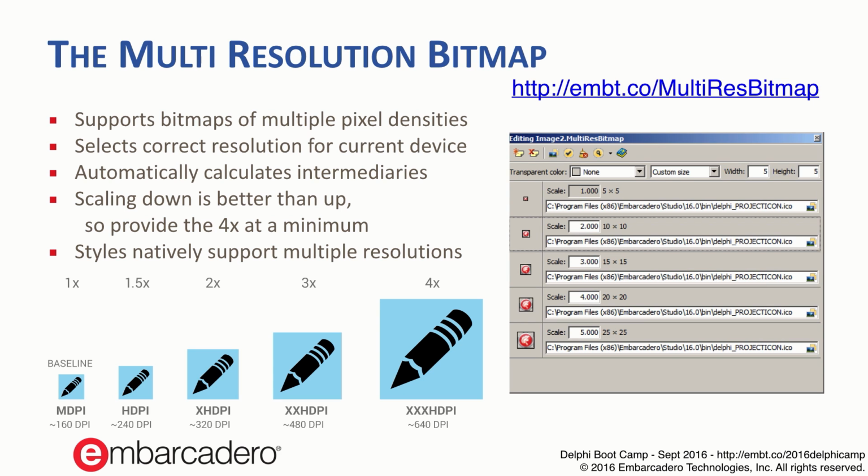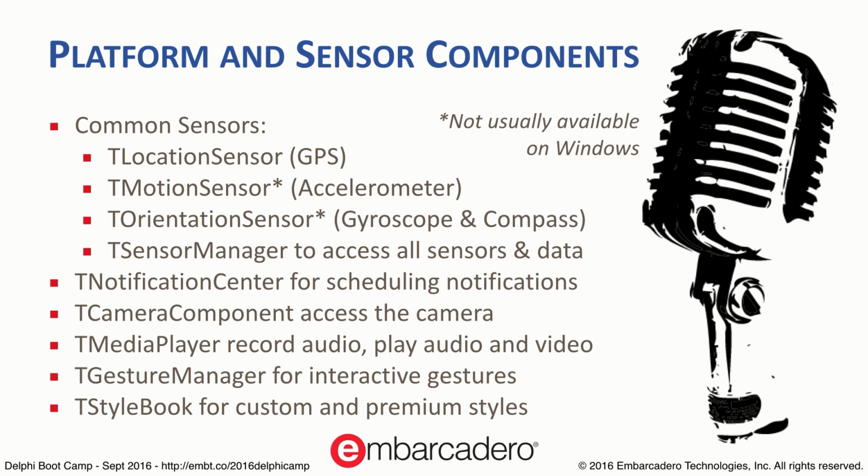So by default with the multi-resolution bitmap, like I said, you can just provide the high resolution one and it'll get scaled down, or you can provide maybe a couple of them, maybe the medium DPI and the extra high DPI or something like that, and then it will interpolate and pick the best one and scale it up or down as necessary. But graphics being scaled down are going to look the best. Graphics scaled up tend to not look very good. That's just a general rule of thumb for graphics.